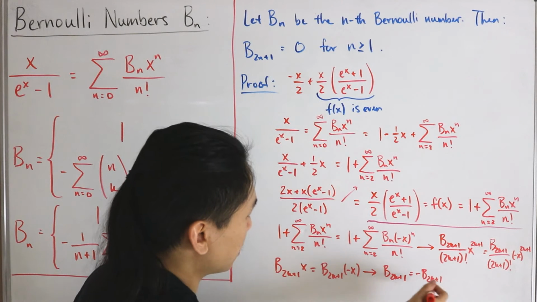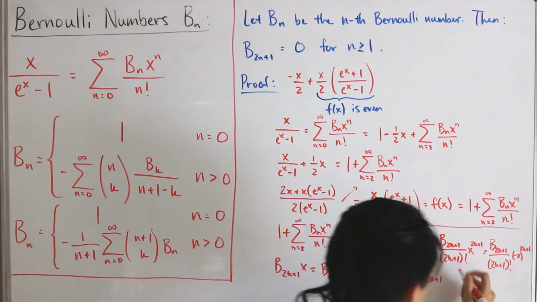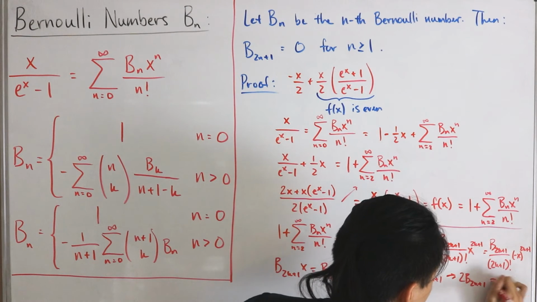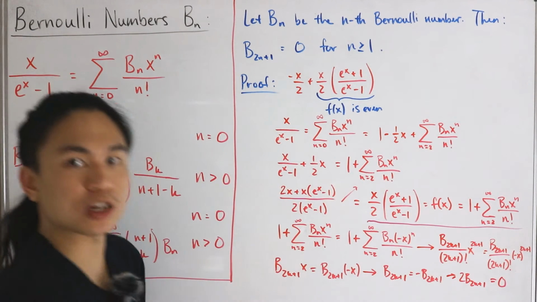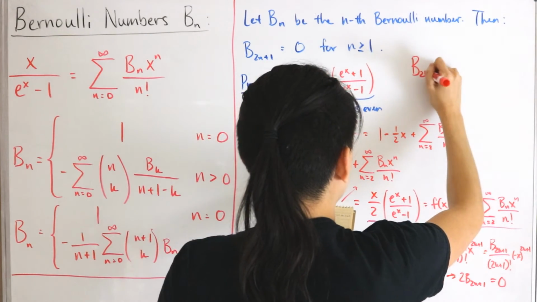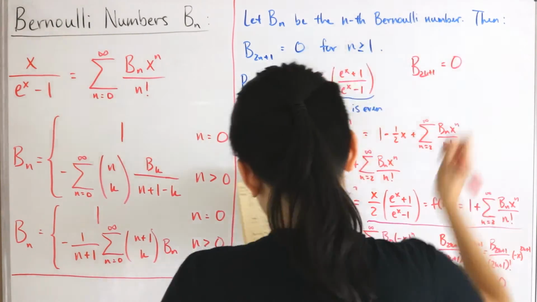And then add the b sub 2k plus 1 to both sides. So now that will yield us with 2 times b sub 2k plus 1 equals 0. Divide the 2 to both sides. And so therefore we lead to the conclusion that b sub 2k plus 1 is indeed equal to 0.